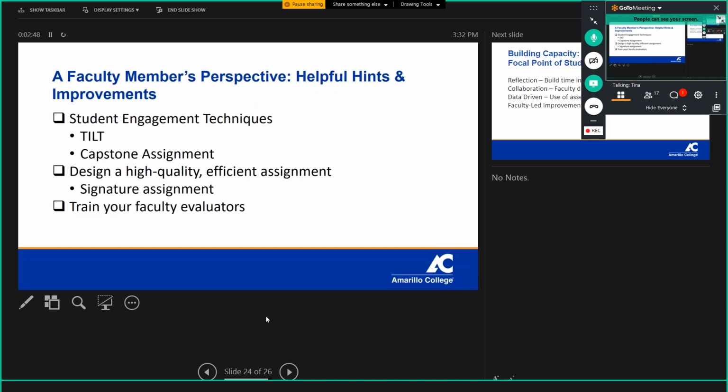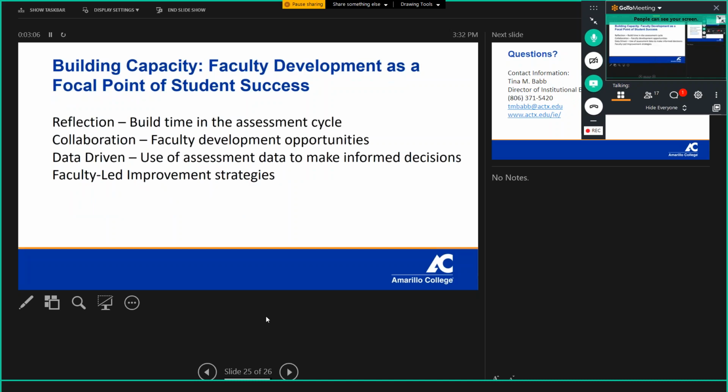And then an important note that she has for other faculty is to make sure you train your faculty evaluators, that they know how to get the students to upload the work. They understand the rubric that they're using to score the work. And so training was an important piece for her and her department. And again, building capacity, faculty development being a focal point of our student success.